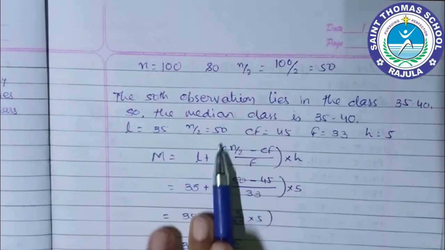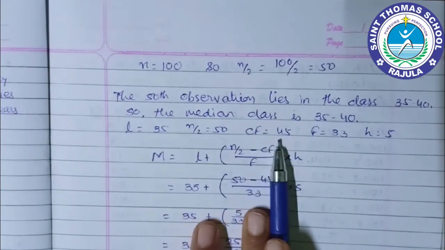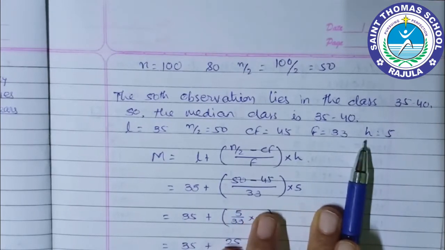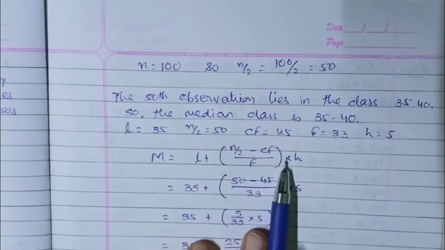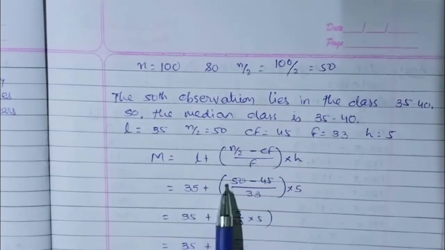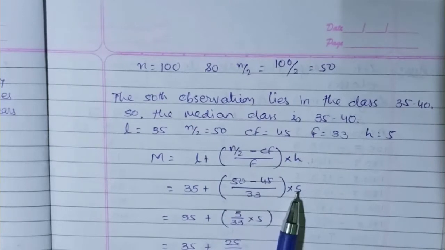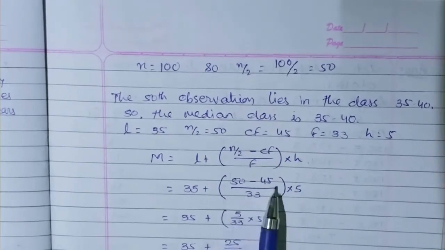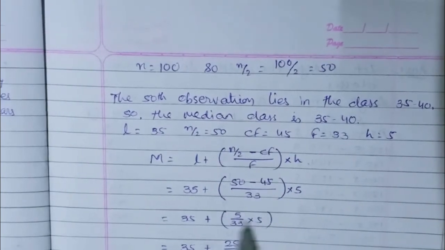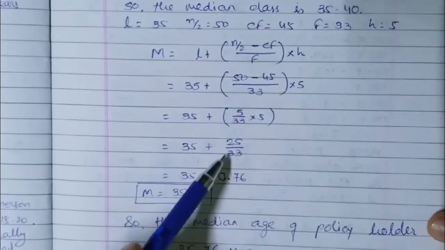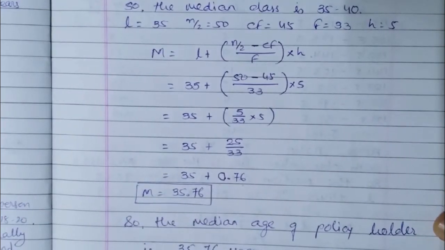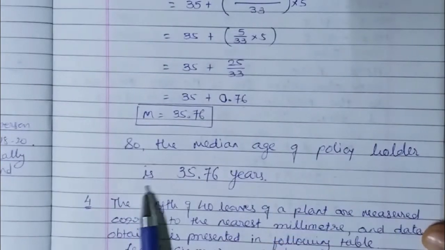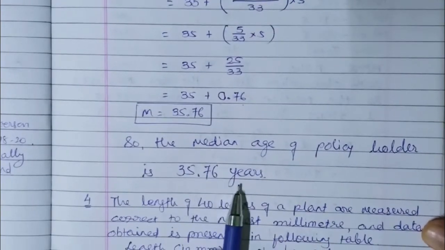L is equal to 35, N by 2 is equal to 50, CF is equal to 45, F is equal to 33, and H is equal to 5. Median is equal to L plus (N by 2 minus CF) by F into H. 35 plus (50 minus 45) by 33 into 5. So 50 minus 45 is equal to 5, 5 into 5 is 25 by 33. So 25 by 33 is equal to 0.76. So the answer is 35.76. So the median age of the policy holders is 35.76 years.